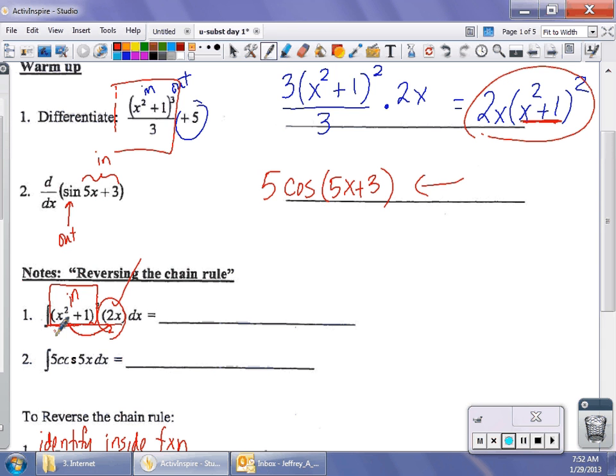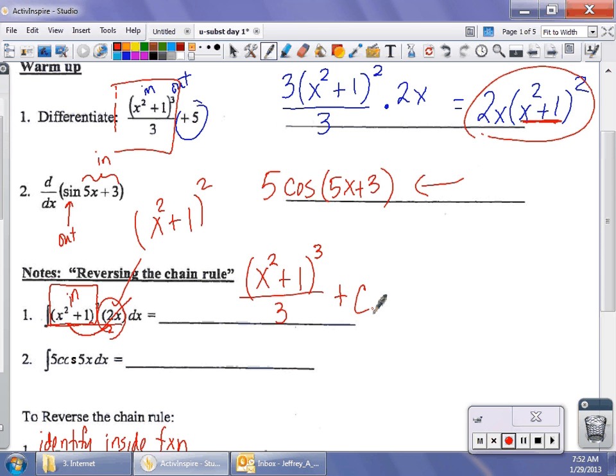of the inside-outside function. So once we know that the derivative of the inside function is there, we're basically ignoring it. So when we reverse the chain rule on x squared plus 1 quantity squared, we increase the power by 1, so we have x squared plus 1 quantity cubed divided by 3 plus c.